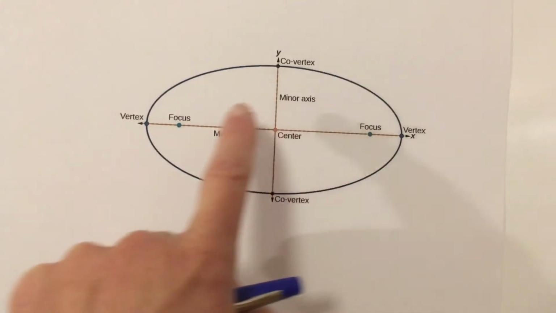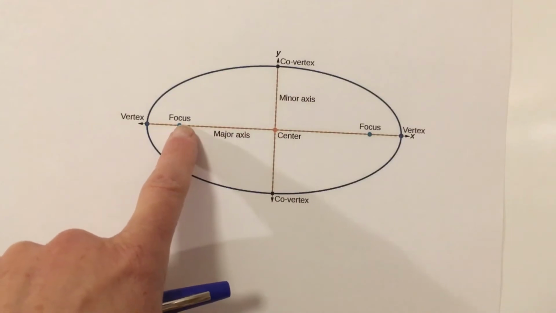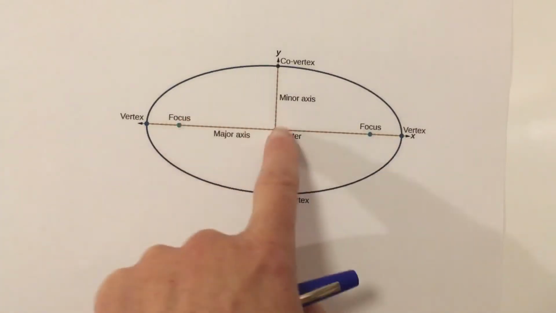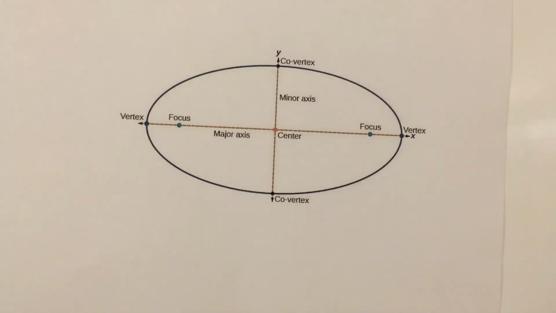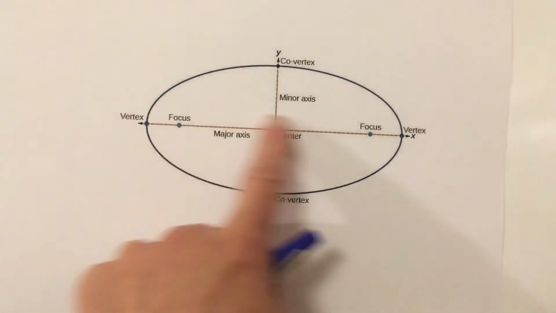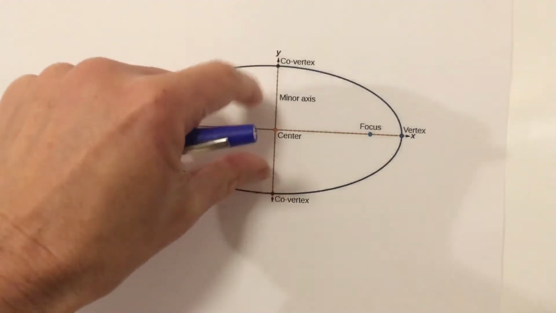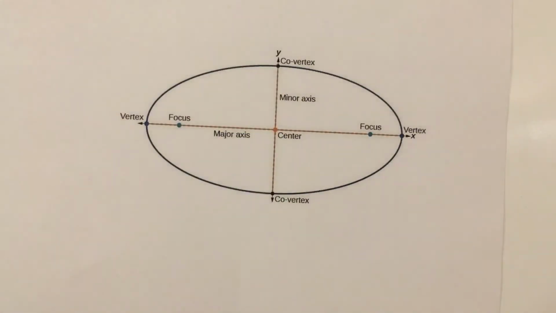And like I mentioned in my other video, there are two foci, symmetrical about the center and always on the same parallel line as the vertex, okay? The major axis is the long one and the minor axis is the short one. Those are the basic vocabulary you need to know. Okay, so today we're going to talk about the equation of an ellipse, and for that you need to know what some of these numbers mean.